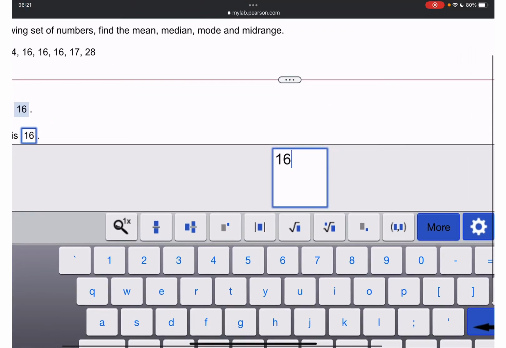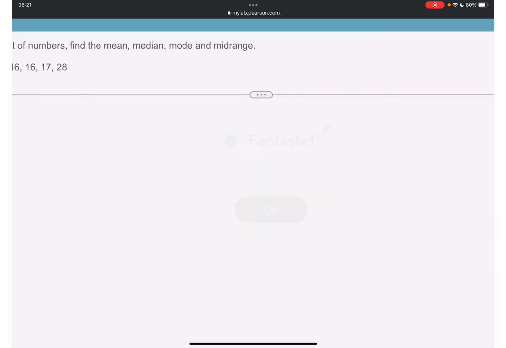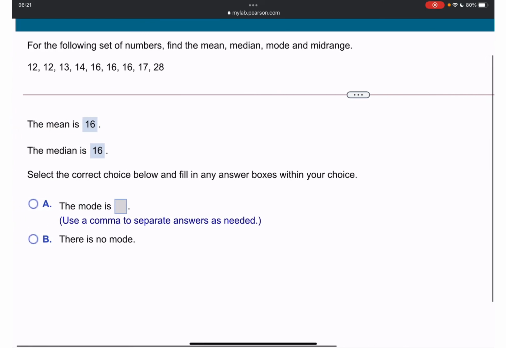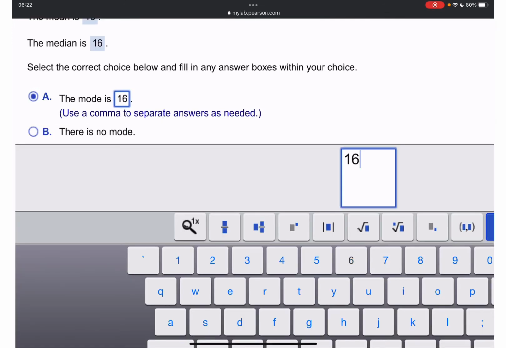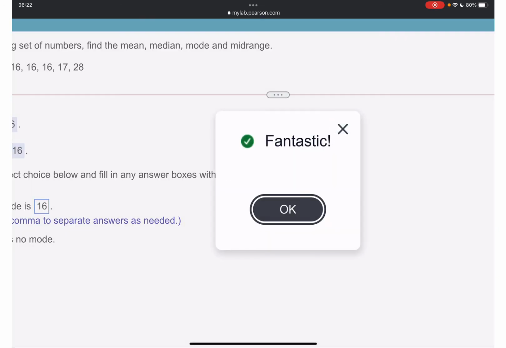We get median equal to mean. That means we have bell-shaped data. And the mode. Mode is identified by the most frequent number. It has the highest frequency. Which number has the highest frequency? 16. Yet again. Bingo. Okay.